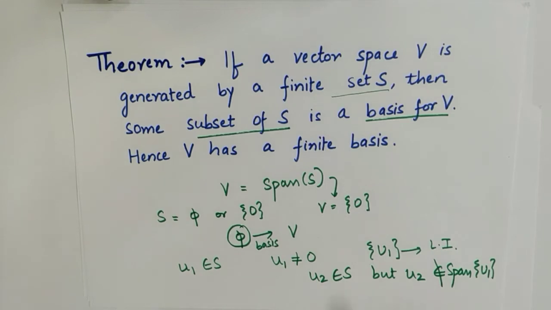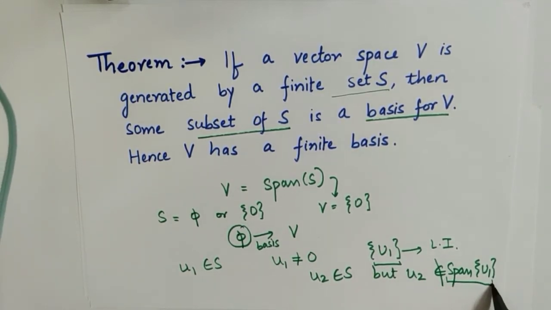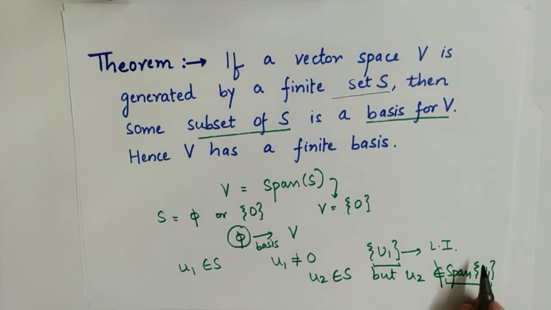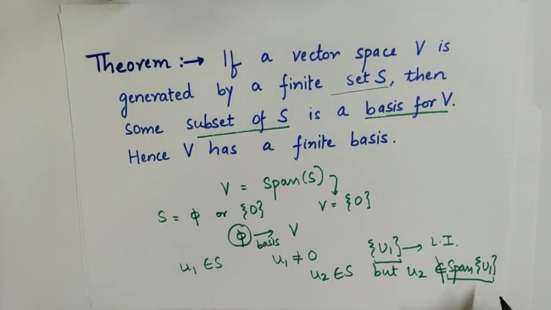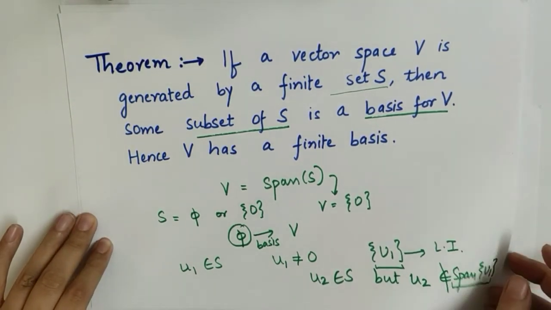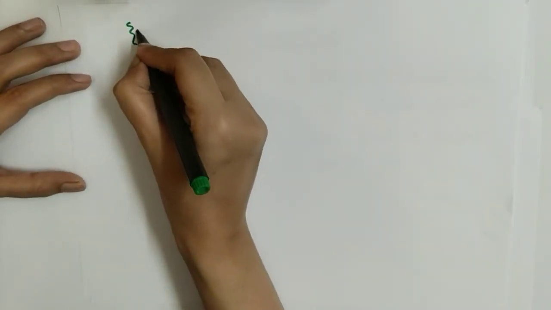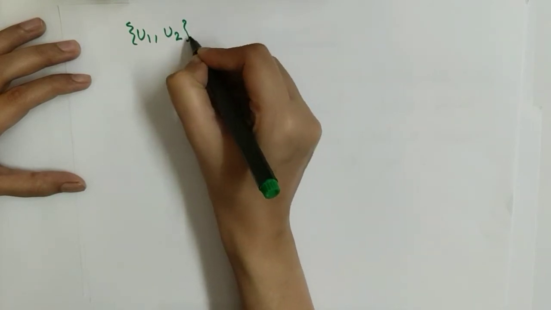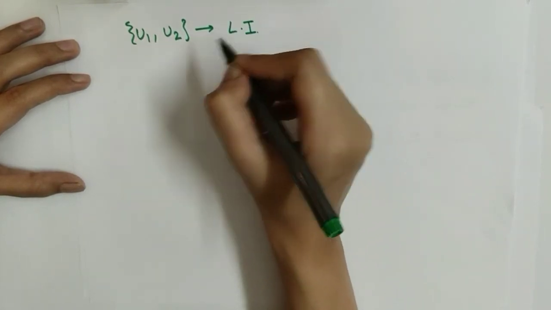If possible, we will choose this. If not possible, if there does not exist any U2 in S that does not belong to span of U1, so in that case it means that span of U1 is equal to span of S, which in turn is V. So in that case singleton U1 would be our required basis. So let us assume such a U2 exists. So after this step, we'll get a set {U1, U2}, which would be linearly independent because U2 does not belong to span of U1.